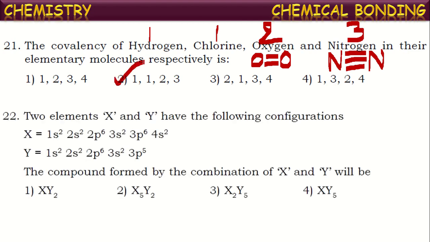Okay. Next one. Two elements X and Y have the following configurations. The compound formed by the combination of X and Y... If you observe the configuration, X has 2 electrons in its valence shell. So generally it is a metal and it will be ready to lose these electrons and hence it forms X2+ ion readily. Isn't it? In case of Y, it has 7 valence electrons. As it has 7 valence electrons, it will be ready to gain one more electron and thus it forms Y- ion readily. Now, when these two atoms combine together, we can find their molecular formula by the crisscross method.